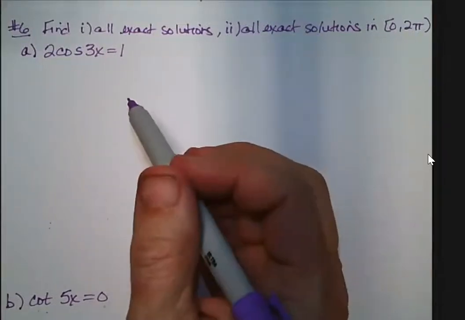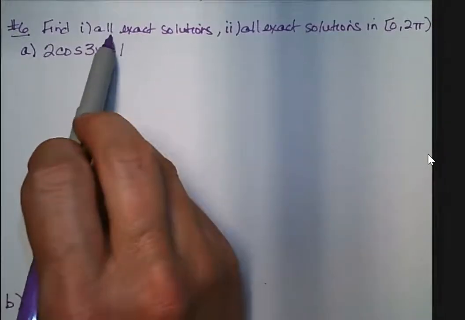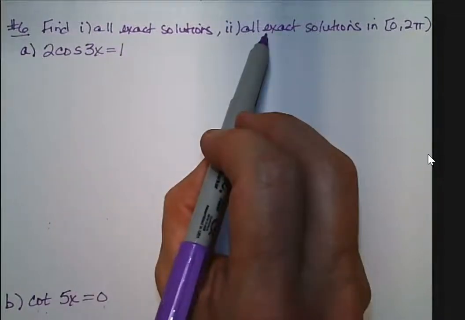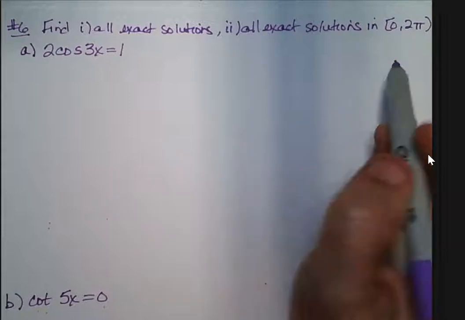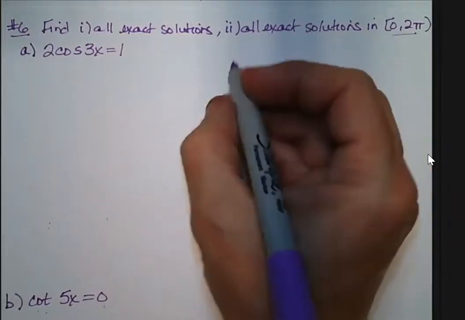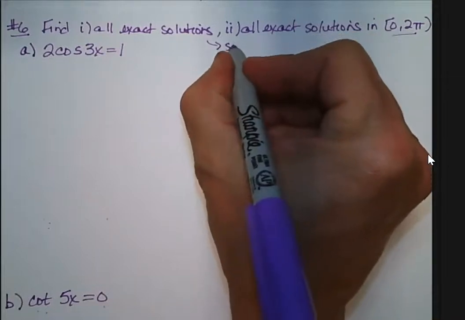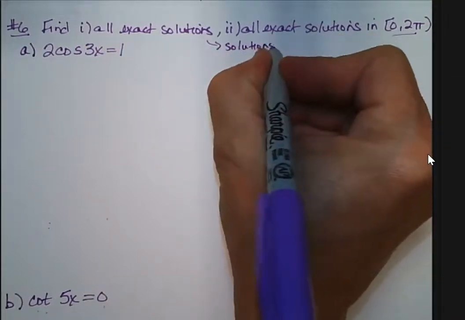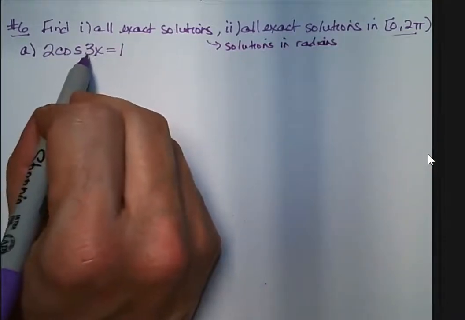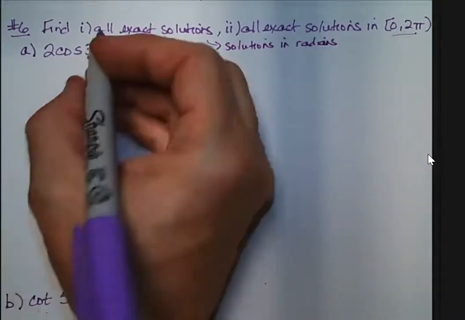Now let's look at number 6. In this one, first we're finding all exact solutions, and then we're finding all the exact solutions in the interval from 0 to 2 pi. If you look at this, since this is in radians, that means that we want our solutions in radians instead of in degrees.